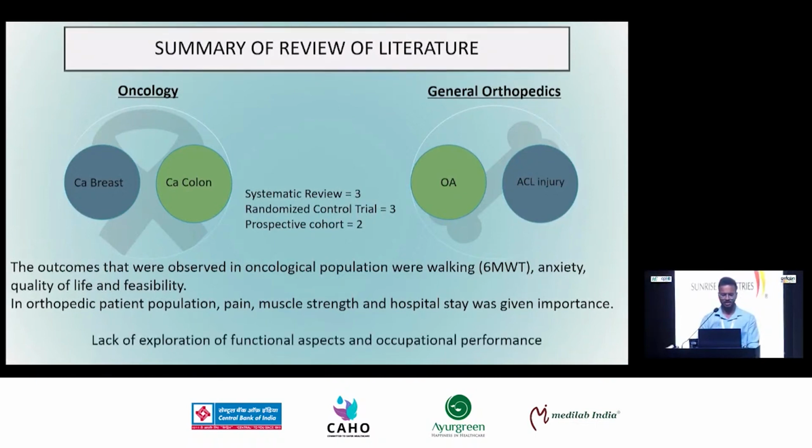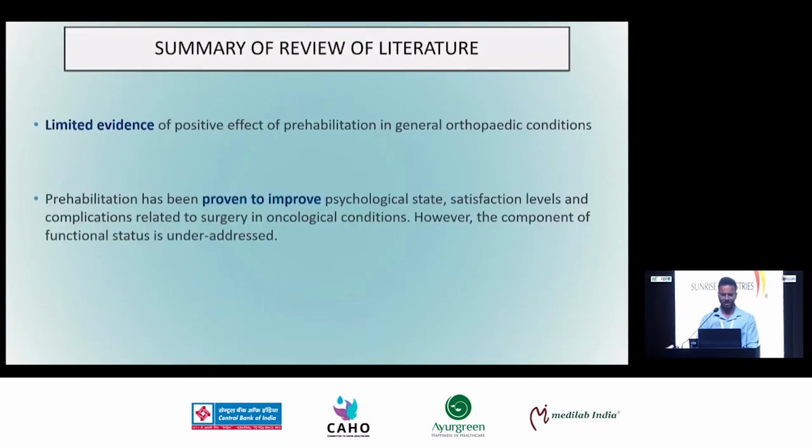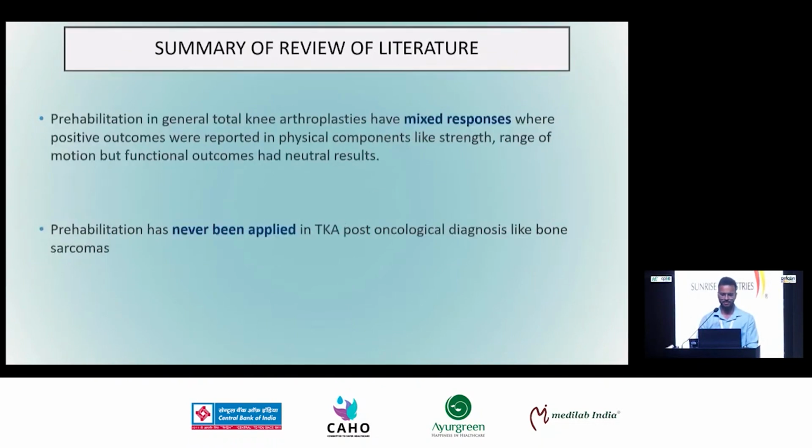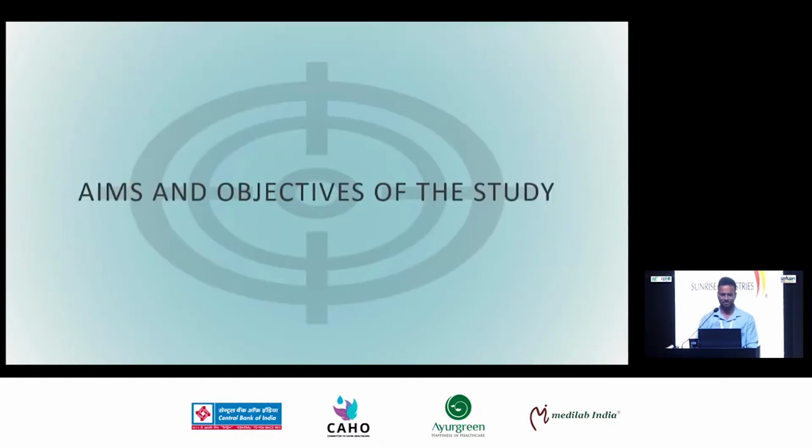Here we can see the lack of exploration of functional aspects and occupational performance. So limited evidence is present of a positive effect of prehabilitation in general orthopedic conditions. Prehabilitation has been proven to improve psychological state. However, the component of functional status is under-addressed. Prehabilitation in general total knee arthroplasties has a mixed response and has never been applied in total knee arthroplasties post-oncological diagnosis.